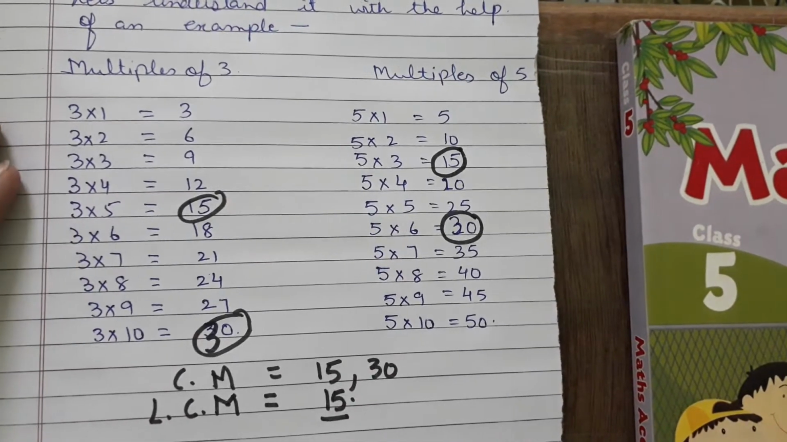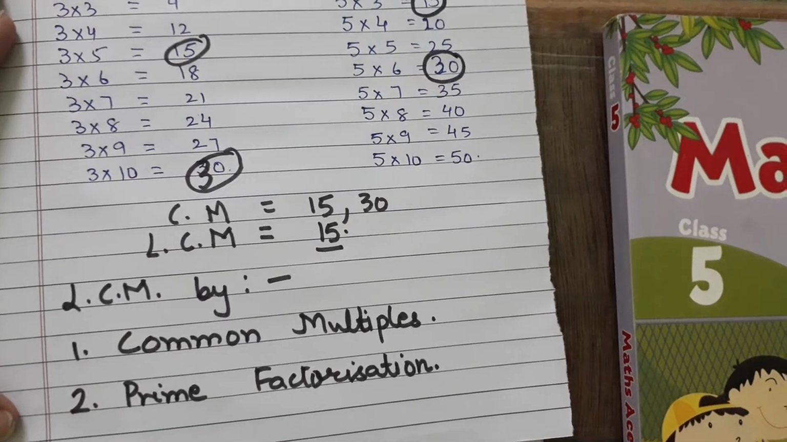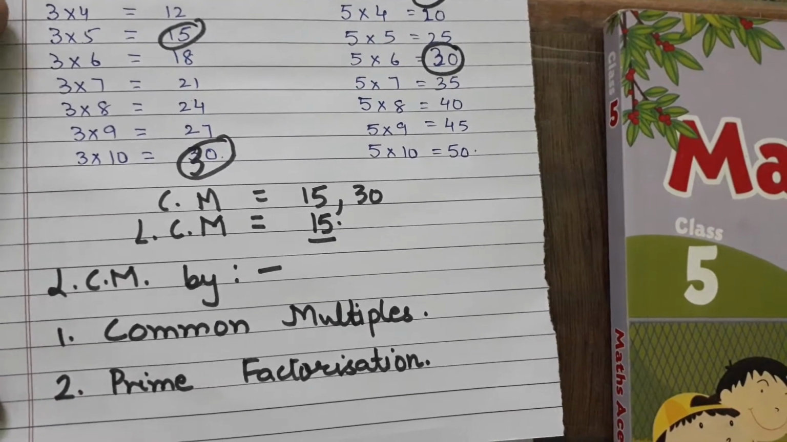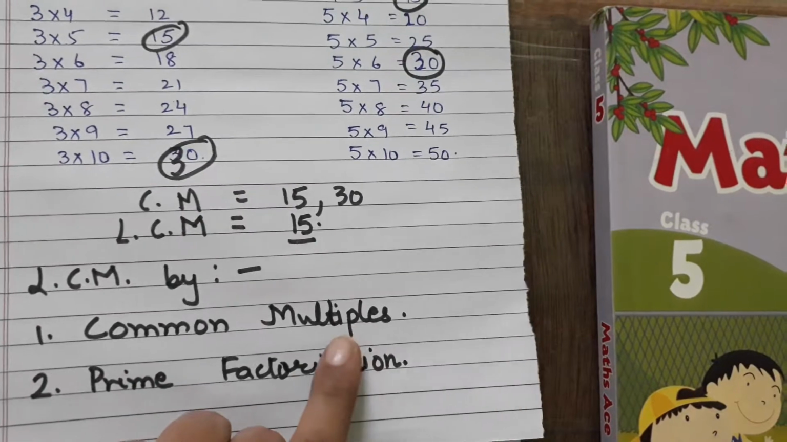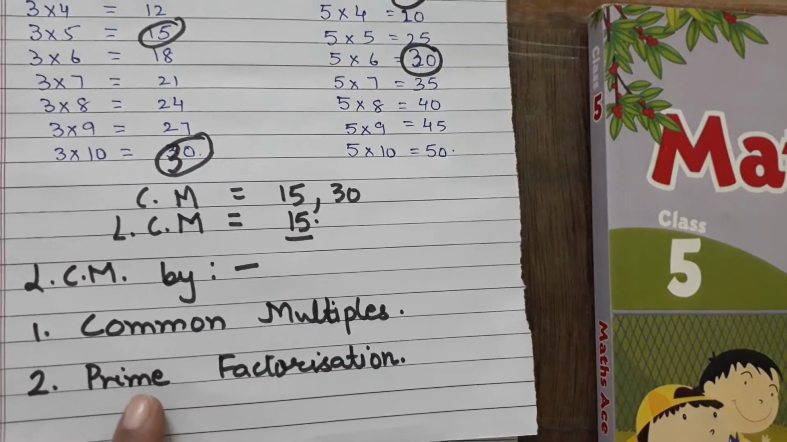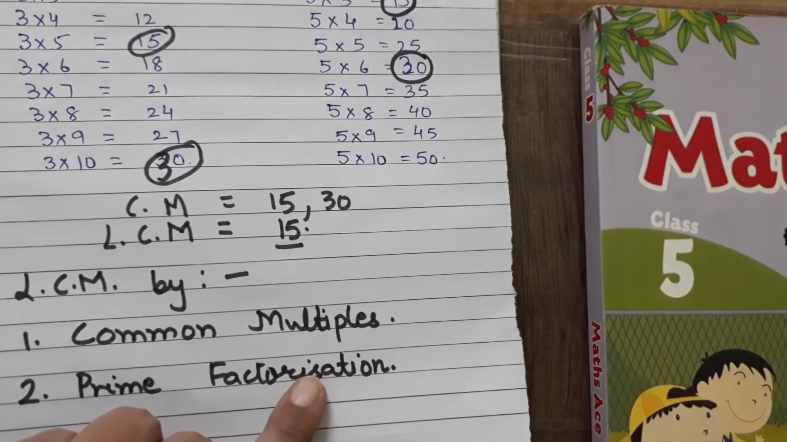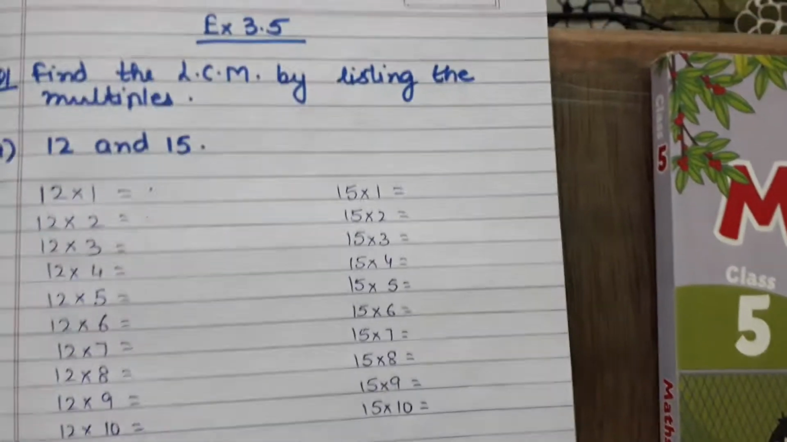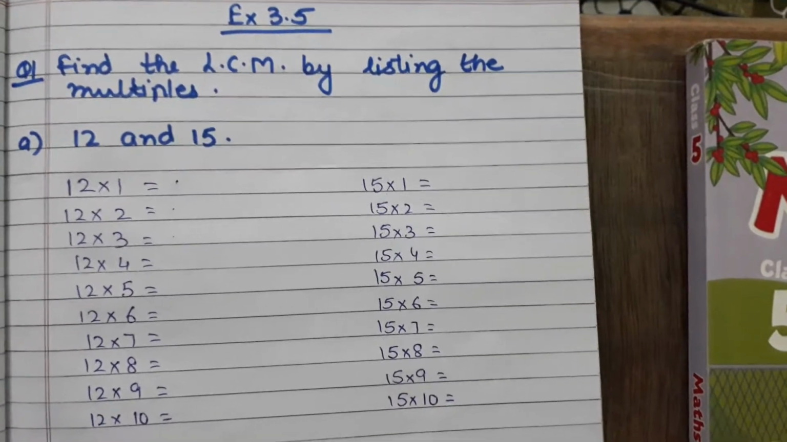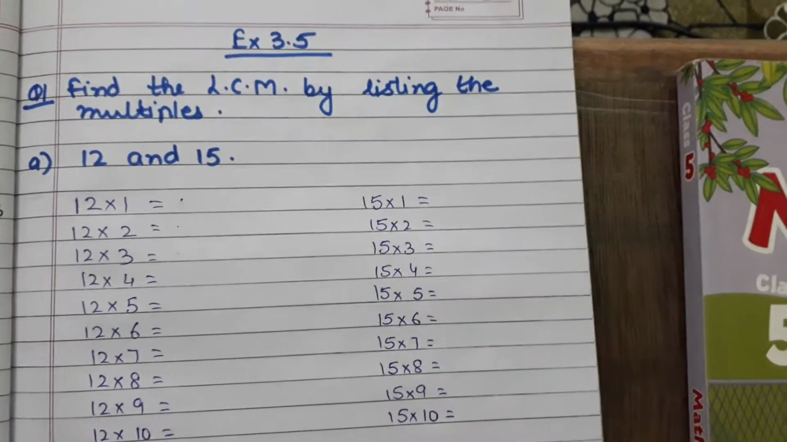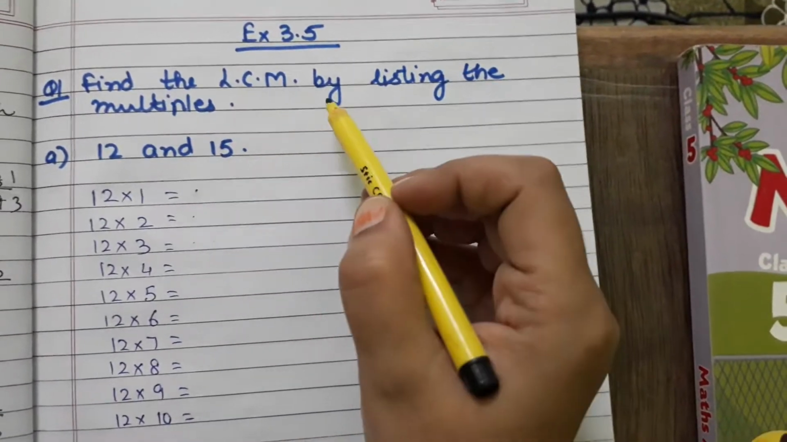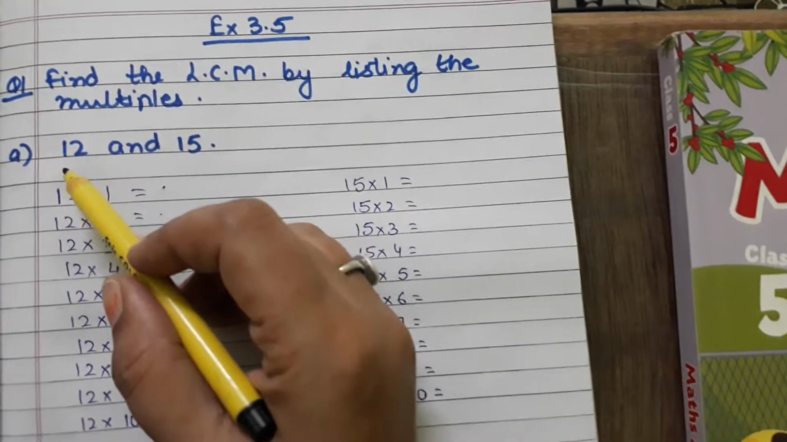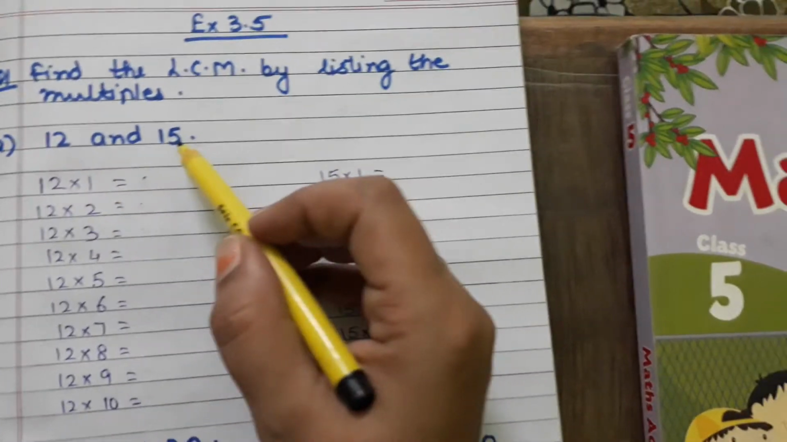Now in this exercise we are going to learn about finding the LCM, first by common multiples, and the second method will be prime factorization. Moving now towards your exercise 3.5, question number 1: find the LCM by listing the multiples. The A part is 20, 12 and 15.